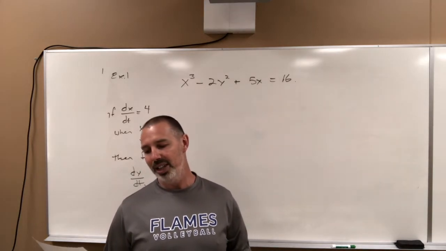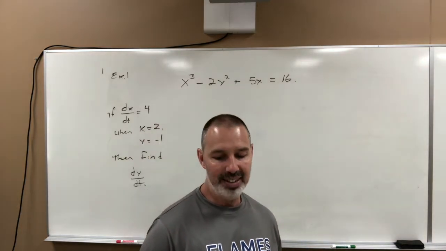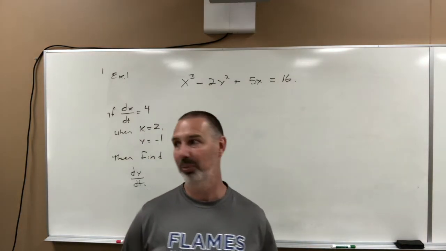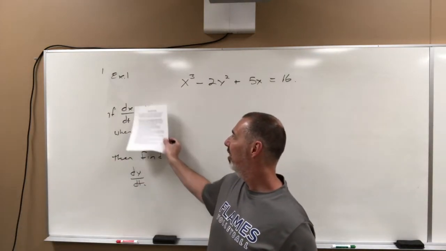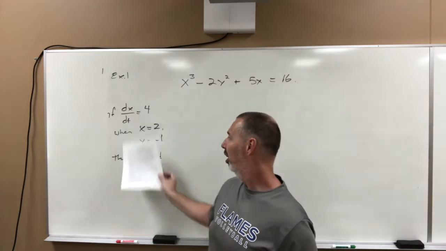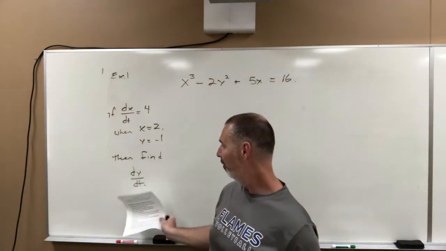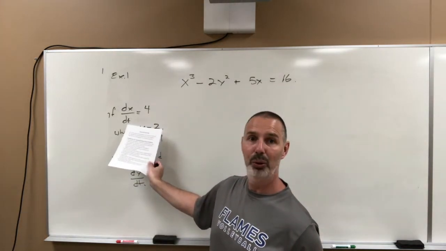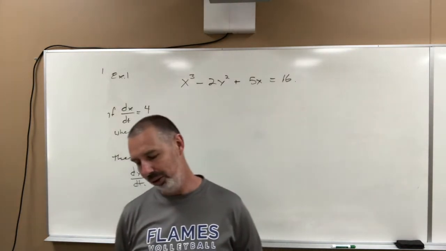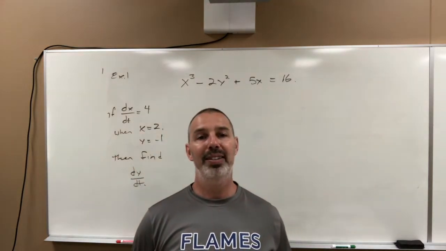Okay, again, you're going to write down your known facts and express your unknown rates as derivatives. So you'll see here too, anytime I have a dx dt, that's a derivative. Here I have a dy dt, that's a derivative. So we want to find a derivative with respect to time, and we're given a derivative with respect to time. Okay, step 4. Formulate a general equation that relates the variables.